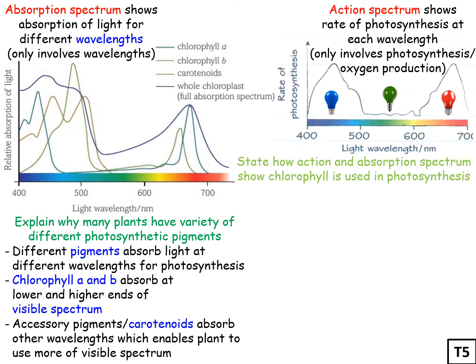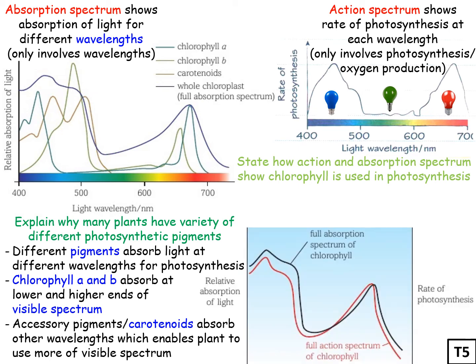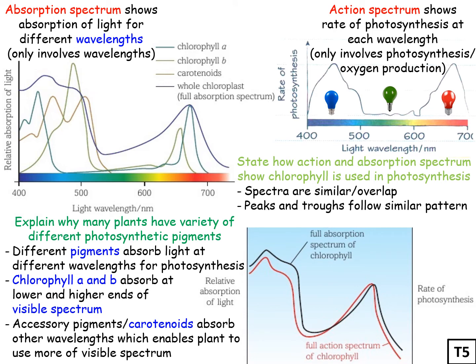State how action and absorption spectra show chlorophyll is used in photosynthesis. So we can see if we were to put all the photosynthetic pigments' absorption of light together, we'd get a similar shape to the action spectrum. So the spectra are similar, they overlap. The peaks and troughs follow a similar pattern. So an example of this would be there's a similar peak at blue or red, and obviously there's a similar trough at green.